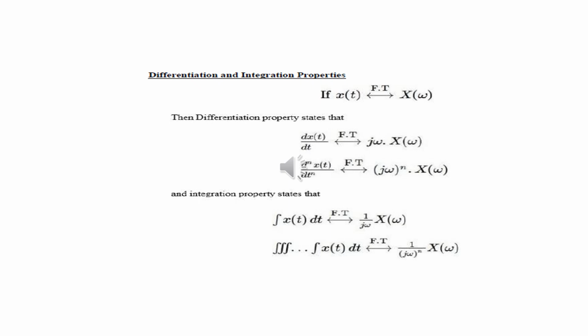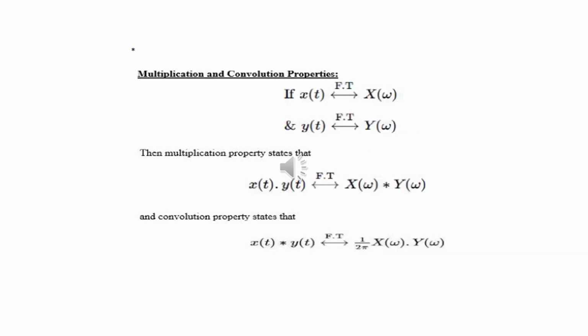For multi-integral, the equation for x of t dt is 1 by j omega to the power n into X of omega. Next is multiplication property. The multiplication of two signals x of t dot y of t can be Fourier transformed as X of omega convolved with Y of omega.